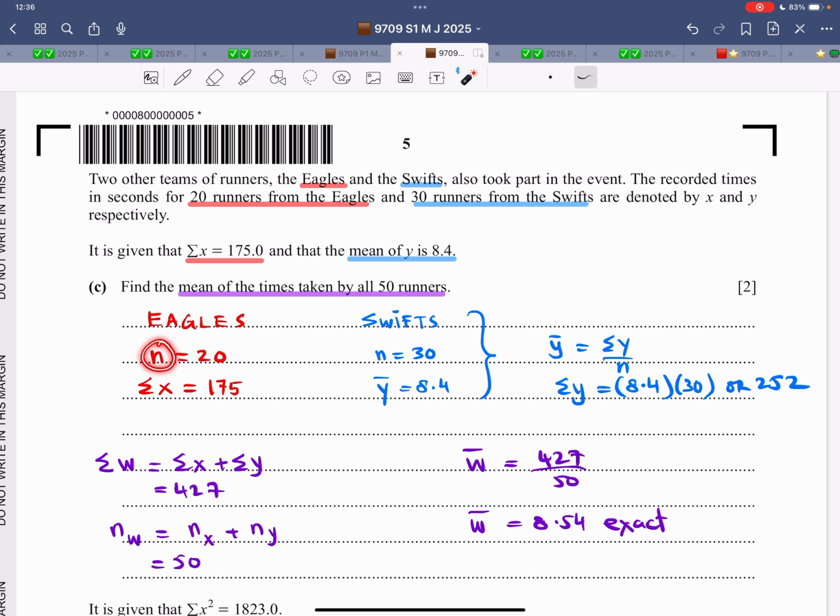The data we have for eagles: N is 20, sigma X is 175. The data for swifts: N is 30, Y bar is 8.4. So now we have the formula: Y bar is sigma Y over N.